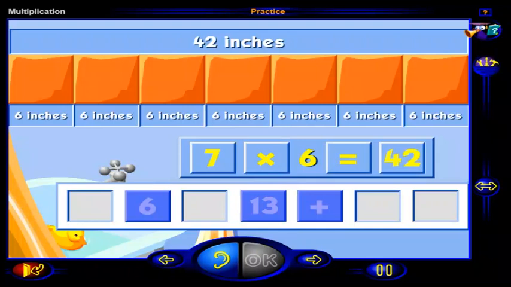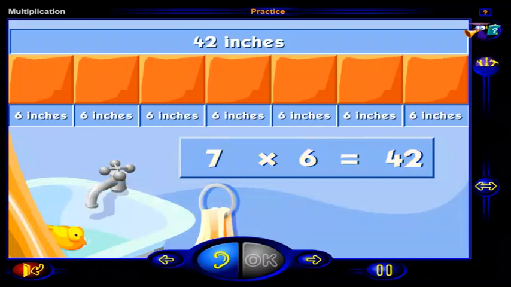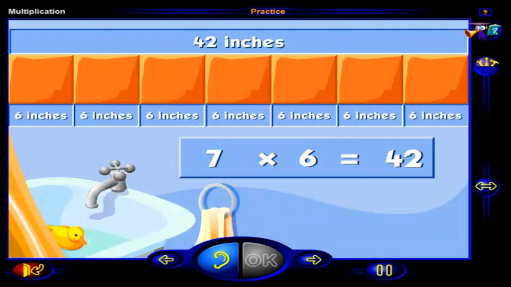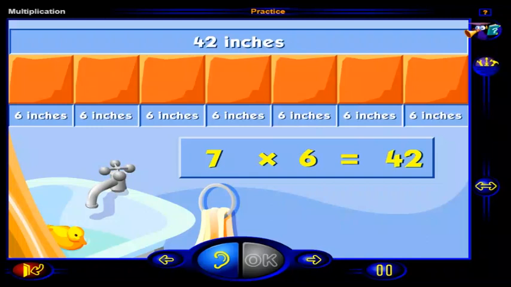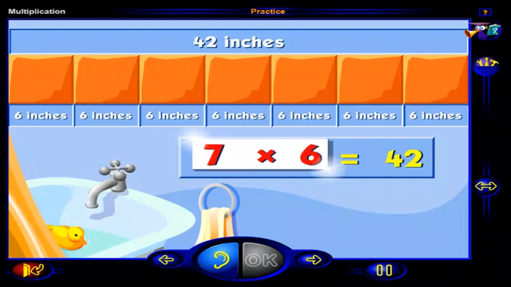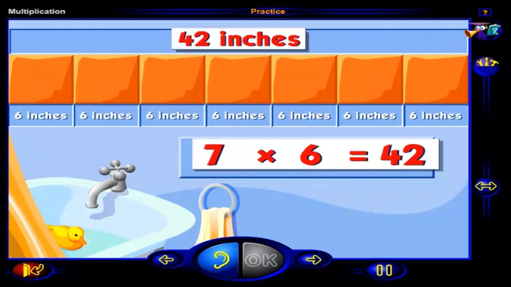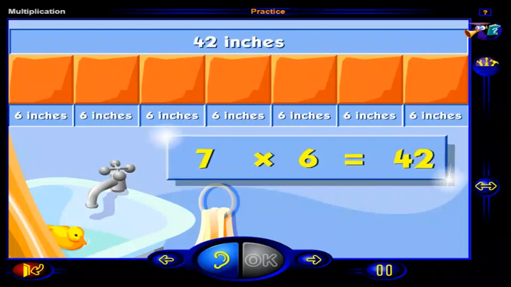That's right. You can use this number sentence. The length of each tile in inches is 6. There are 7 tiles in this row. So the length of the row of tiles in inches is 6 plus 6 plus 6 plus 6 plus 6 plus 6 plus 6, or 7 times 6. 7 times 6 is equal to 42, the length of the row of tiles in inches. So you can use this number sentence to show the length of this row of tiles.